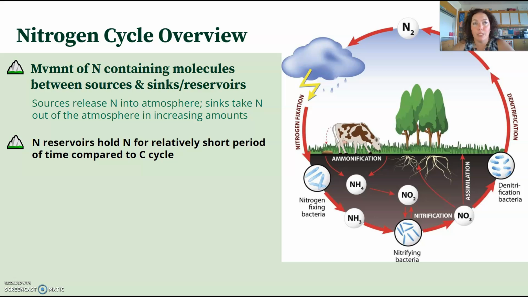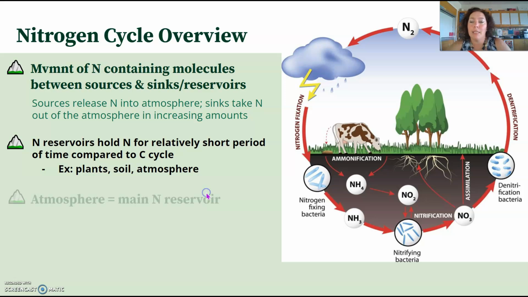Remember, the carbon cycle is relatively quick, especially with photosynthesis and respiration. The nitrogen cycle is also very quick and maybe even a little bit faster because the sinks tend to release that nitrogen in a faster manner than in the carbon cycle. So the reservoirs include plants, the soil, and atmosphere. We're going to hold that nitrogen in those places.